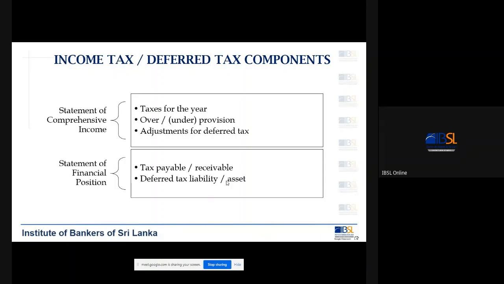On the balance sheet side, that is the statement of financial position. On the current tax, what will happen? You will debit your P&L and credit the tax payable, that is the liability. When it comes to deferred tax, it is also the same. You might debit your P&L or credit your P&L, and correspondingly, you will have a deferred tax liability, or it could be a deferred tax asset. Okay, both the situations may arise.